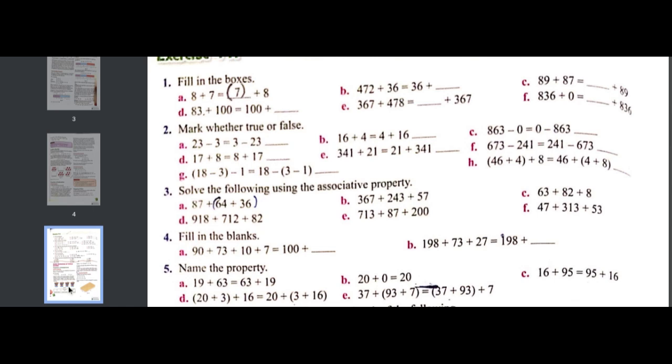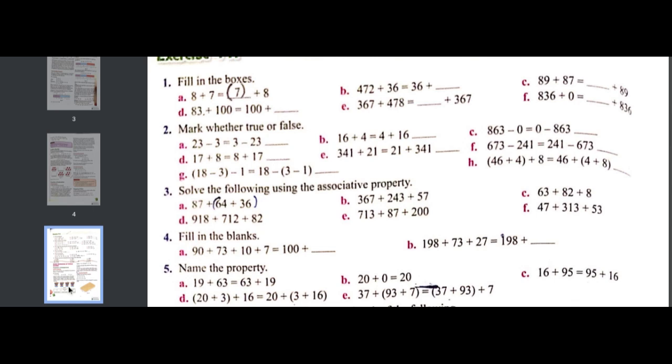Can I also do the third one? Yes, the third one you can also do. It's pretty easy. The third one is to solve the following using the associative property. You just have to put what the associative property says. What is the meaning of the associative property? Brackets. You just have to put the brackets. You can put the brackets anywhere.